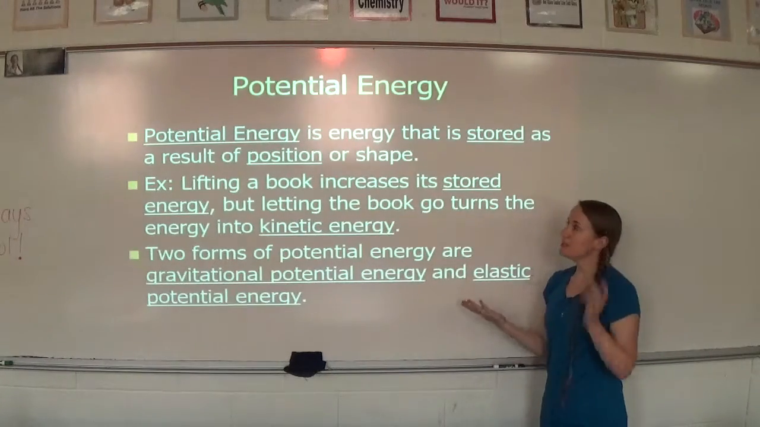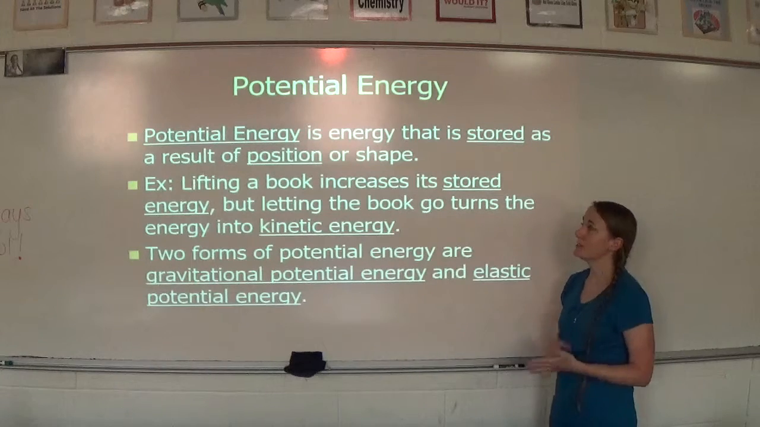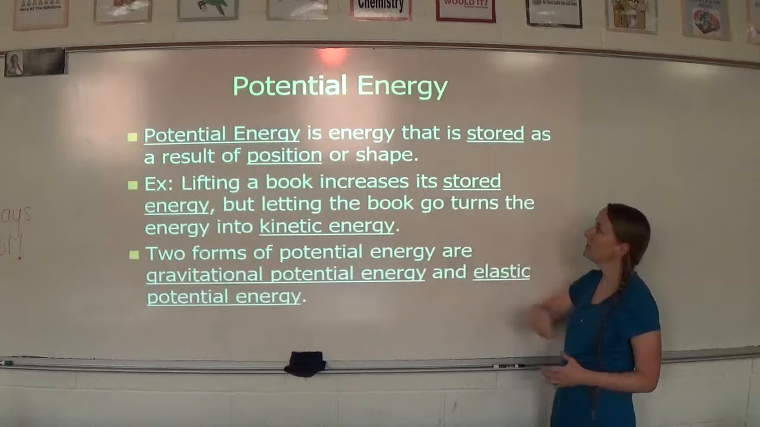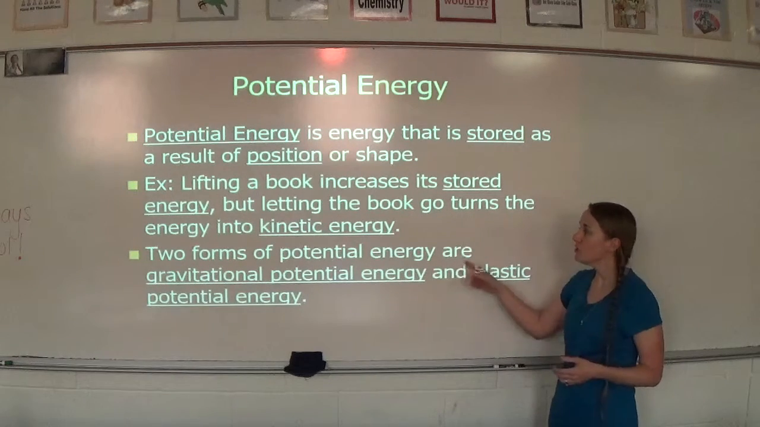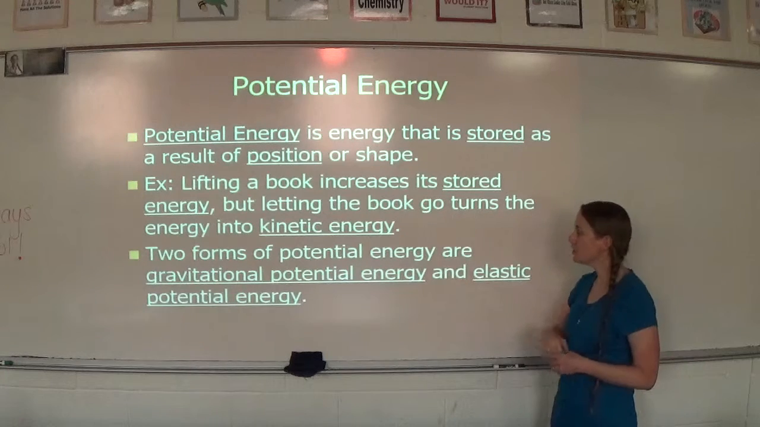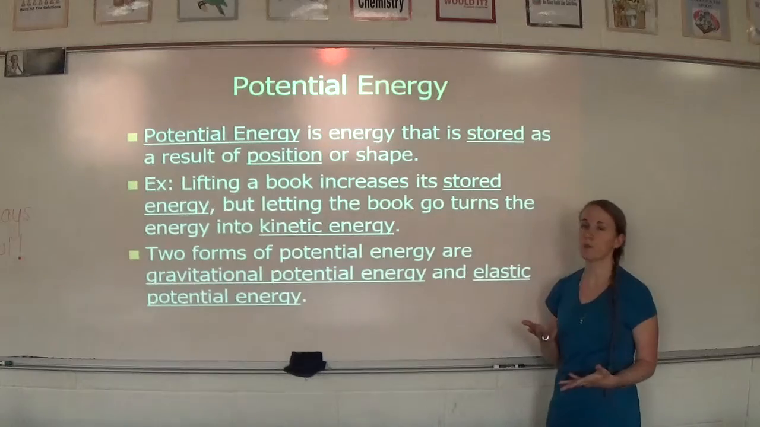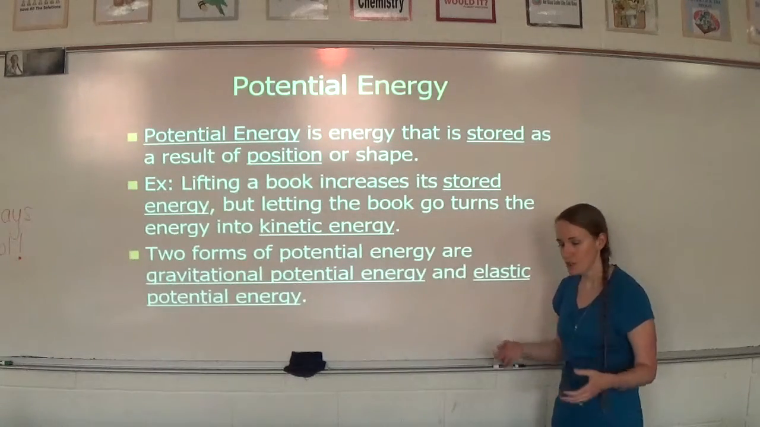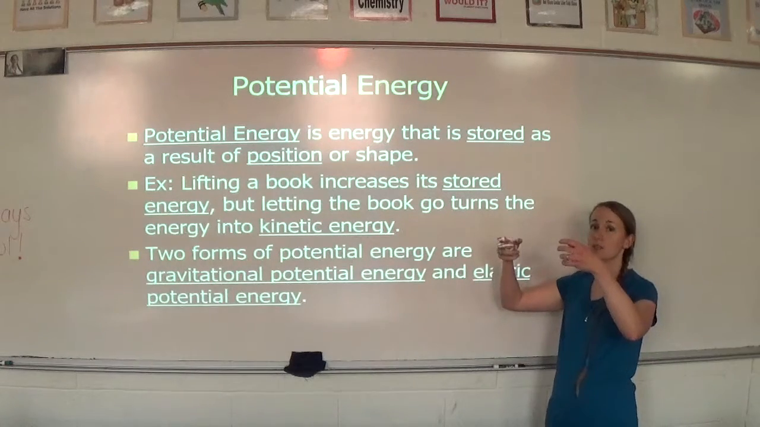So now let's talk potential energy. Potential energy is the energy that is stored as a result of position or shape. For example, lifting a book increases its stored energy, but letting the book go turns the energy into kinetic energy. 2 forms of potential energy are gravitational potential energy and elastic potential energy. When we see the formula, you'll see it's based off of height. So if I take something from the ground and lift it to a higher height, I'm increasing potential energy.